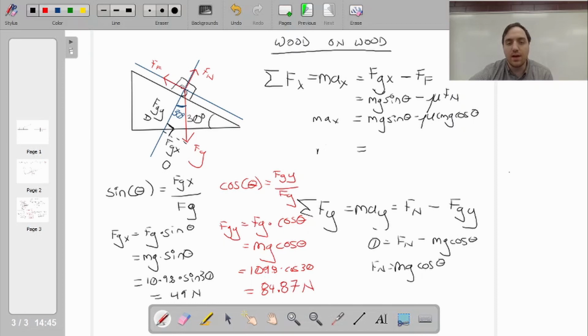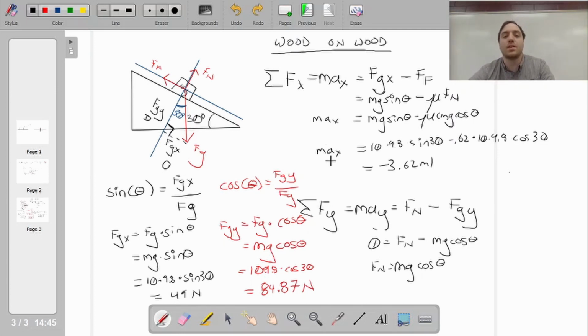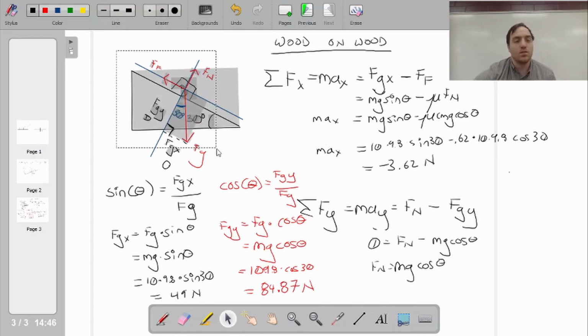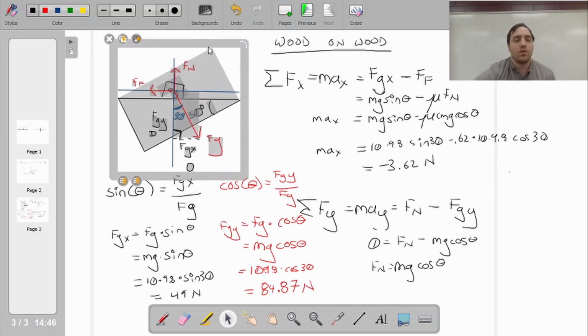Just to double check and verify, ma equals 10 times 9.8 times sine 30 minus 0.62 times 10 times 9.8 times cosine 30. So it gives me the negative 3.62 newtons for my net force. And there you have it. The general principle for any problem involving a ramp is the same. Rotate it, so that way you have your axes like so. Break your gravity up and then solve your equations.